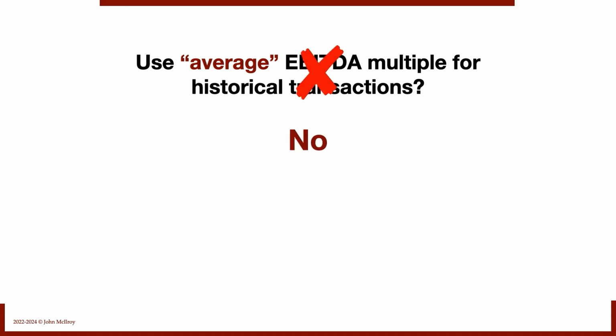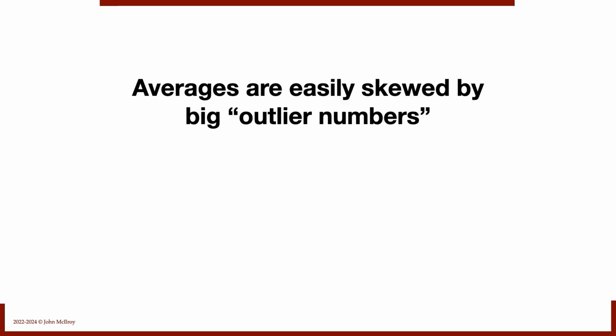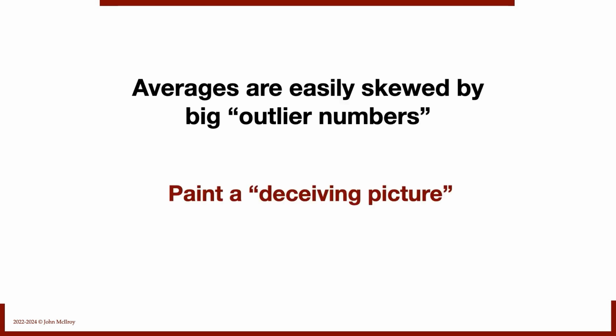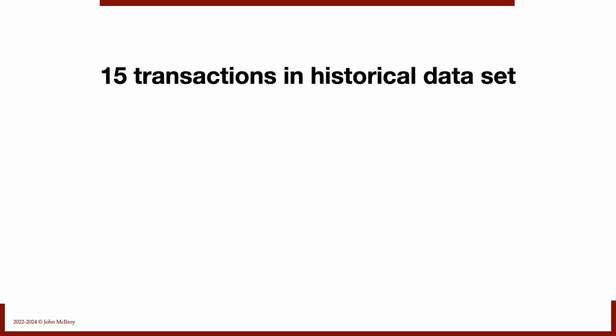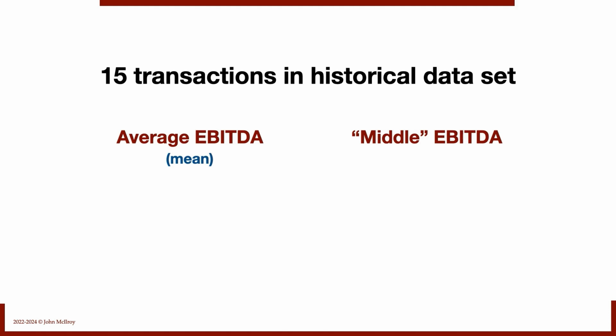There's a big problem. Why do we avoid averages? Because they're easily skewed by big outlier numbers and can paint a deceiving picture. If we have 15 transactions in a historical data set, we want to use that data to come up with multiples that we can use to value businesses that we want to buy. If we took the 15 transactions, we could take the average EBITDA and calculate the mean, or we could take the middle EBITDA number and determine the median. And the middle EBITDA number is exactly what it sounds like. We take the transaction value where there's 7 values above it and 7 values below it. We call that the median.